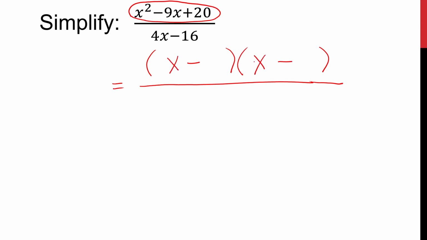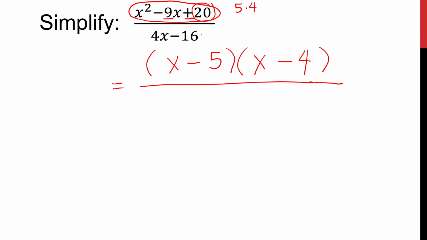Now, what are factors of 20 when added it's 9? 4 times 5, sir. Very good. 5 times 4 or 4 times 5. So I'll be writing 5 and 4 over here. Pwede ra na 4 og 5 pag interchange, walay problema.